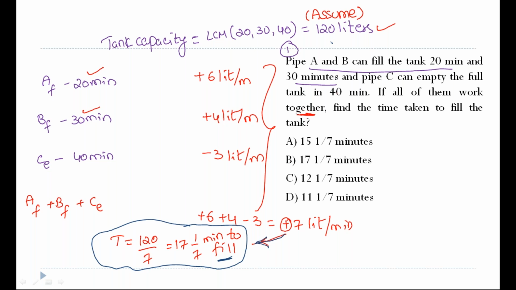Then we see that 120 liters you are filling in 20 minutes. What is 120 by 20? You are filling 6 liters per minute. Is it clear now? 120 liters in 30 minutes, 120 by 30, 4 liters per minute. Whereas 120 liters in 40 minutes, 3 liters per minute.